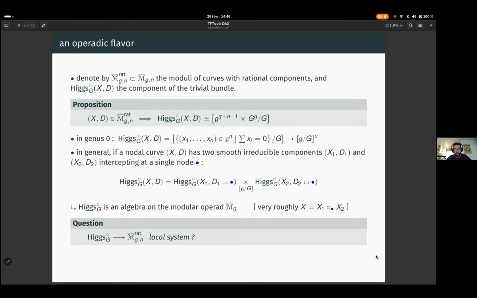So it's a bit complicated to understand without restricting ourselves to some more precise setting. So I'm considering nodal curves, but I'm going to restrict to the curves with rational components. Otherwise, if you consider the normalization, you only have some P1s. And I restrict myself to Higgs bundles living above the component of the trivial bundle.